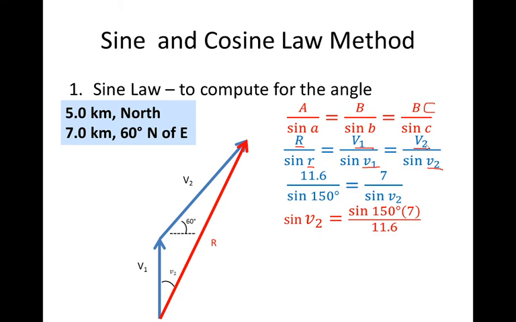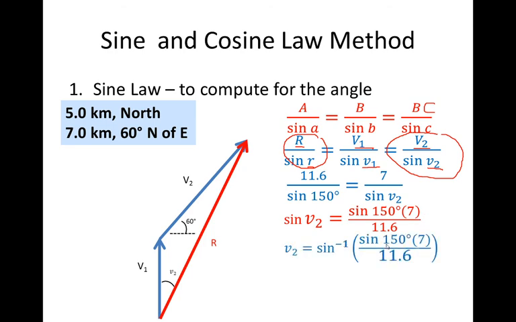So substituting values, our R is 11.6, over sine 150, and then we have V1, which is 7. No, V1 is not 7, V2, so this one is V2. So we are using this formula, equate it with V2. You follow? So rearranging the equation, we have sine V2 is equivalent to sine 150 degrees times 7 divided by 11.6. So we now have V2 is equal to sine negative 1 times sine 150 degrees times 7 divided by 11.6.